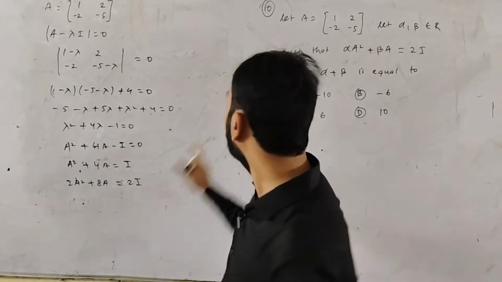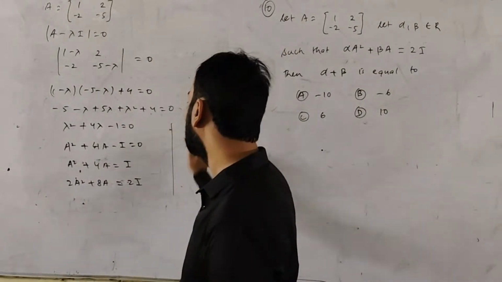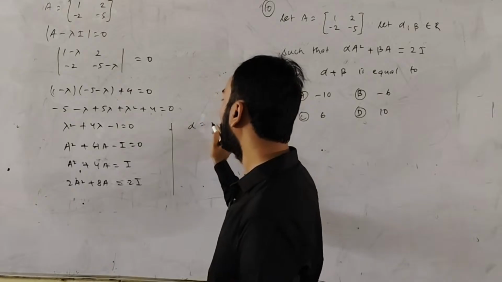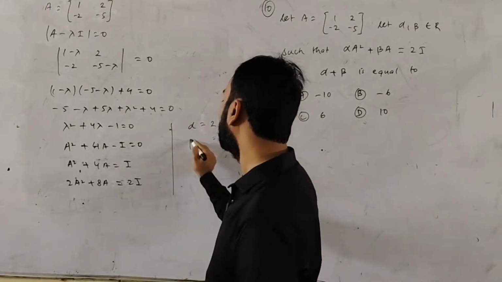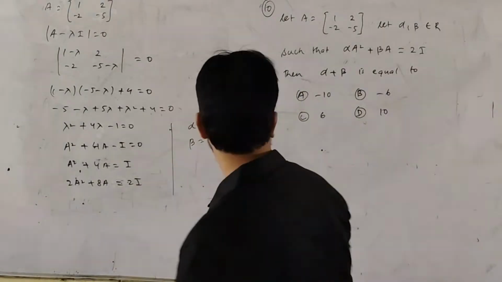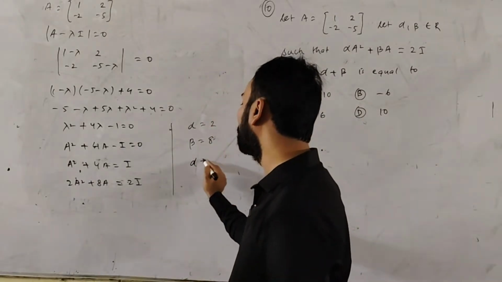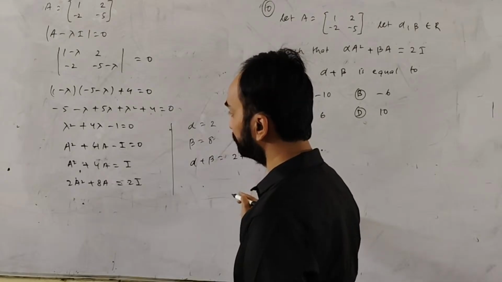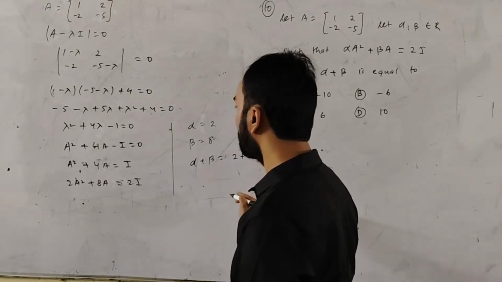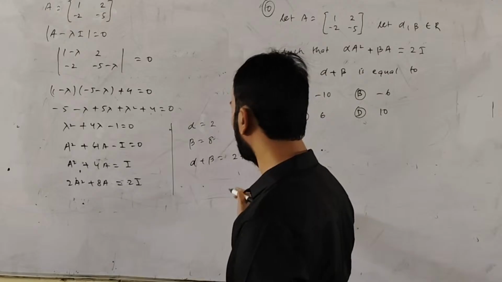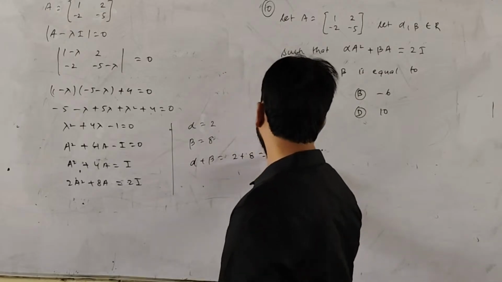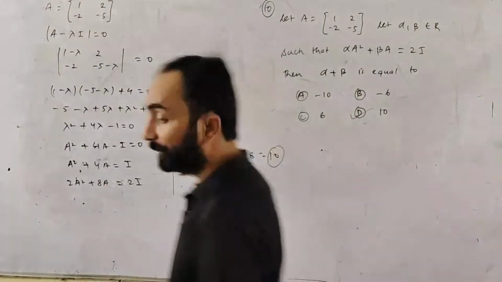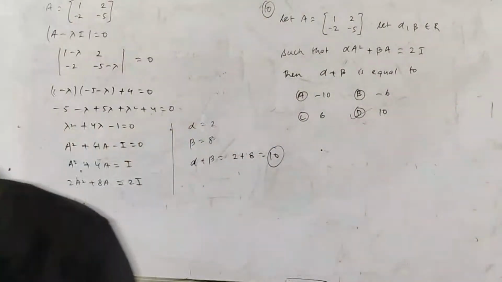Now if we do the comparison, alpha value is coming as how much? Just simple comparison we'll do now. So alpha is equal to how much? Alpha is coming as 2 and beta is coming as how much? 8. They are asking what? Alpha plus beta. So alpha plus beta will become what? 2 plus this will become 8. So answer is 10, right? Option number D is the correct option. 2 plus 8, that is the final answer.